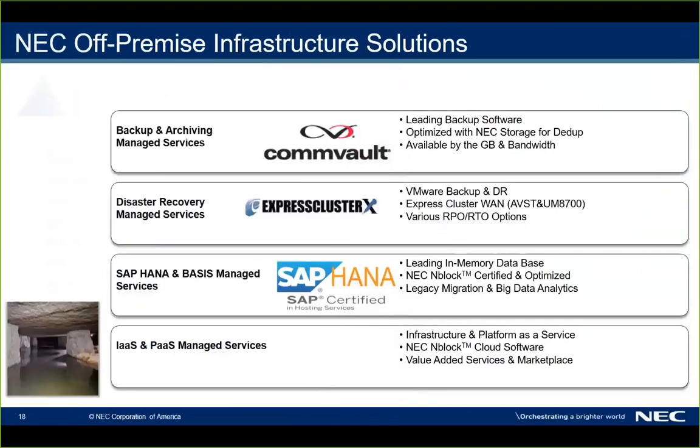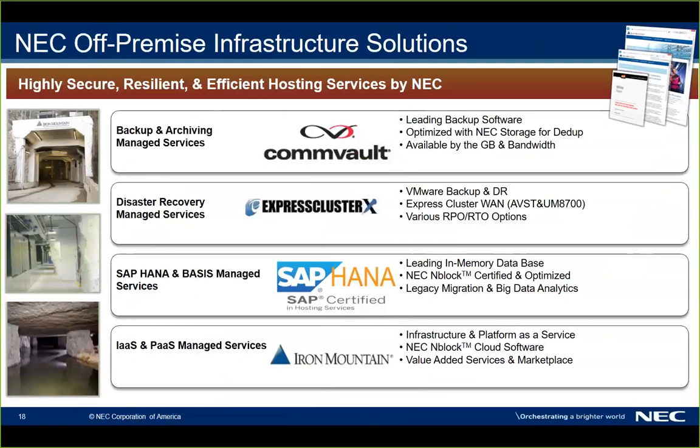So what are some of the offerings that we have for off-premise infrastructure? The first one we talked about a little bit is backup as a service, or archiving as a service as well. We use the leading backup software Commvault, optimized with NEC storage, the HydroStore, for dedupe and compression. It's available by the gigabyte and bandwidth, and that's how we price it out per month. Then there's disaster recovery, using our Express Cluster technology, where you can have failover of specific applications, say if you were to lose power, the network goes down, or an application fails.